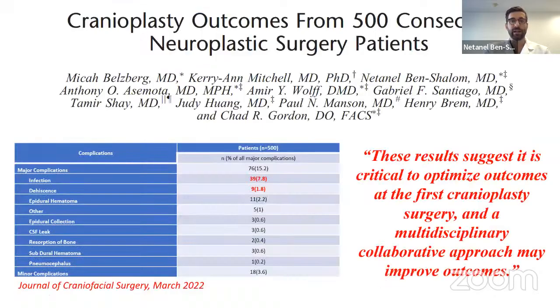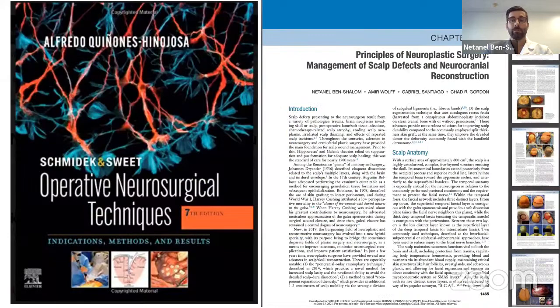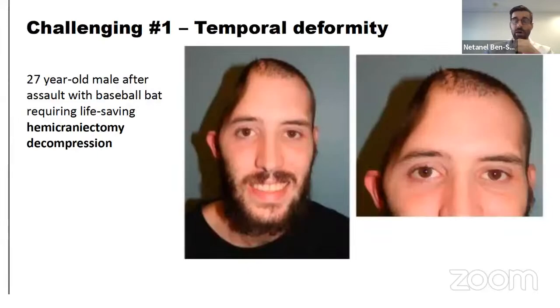And in fact, when we look at our 500 cranioplasties, we reduced the complication rate from 36% to 15% and only 8% infection rate. And this result suggested that we really need a designated multidisciplinary team approach to deal with those patients. And this is our results, right? And we published that in the main neurosurgery textbook. Now every resident that starts training gets the Schmidt textbook and can read about that and the algorithm that we developed, in fact, to teach how we can deal with those cases. And that's another case of how we advance the field.